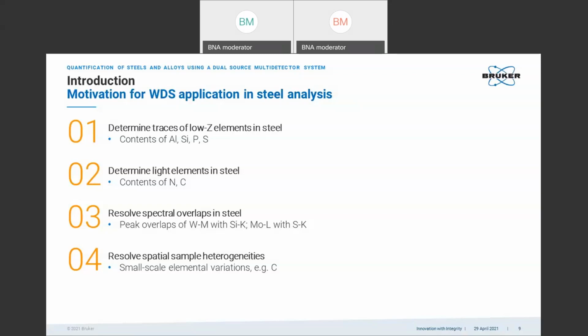The other strength, especially of our WDS, the XSense, is the high sensitivity for light elements. And therefore, we can analyze the light elements nitrogen and carbon in steel. Third argument is the high peak resolution, the intrinsic feature of WDS technology. So spectral resolution of the WDS is up to 20 times higher than that of EDS. So we can resolve overlaps of tungsten M lines with the silicon K lines, or for example, also molybdenum L lines from sulfur K lines.